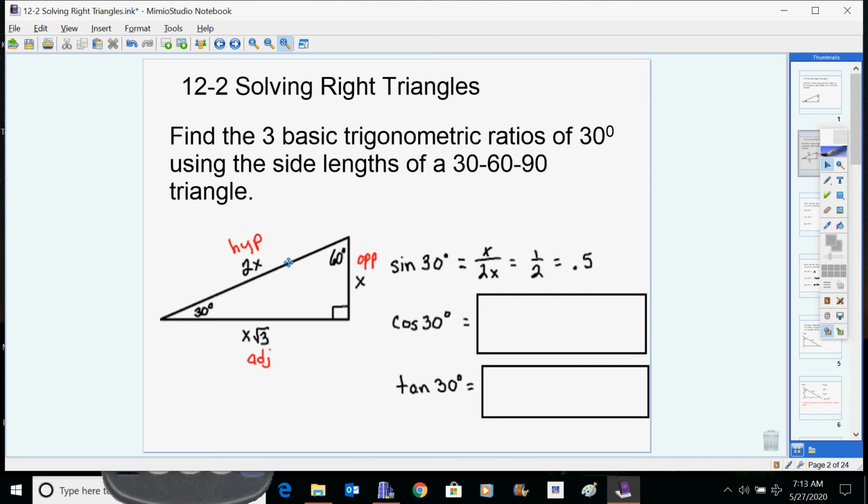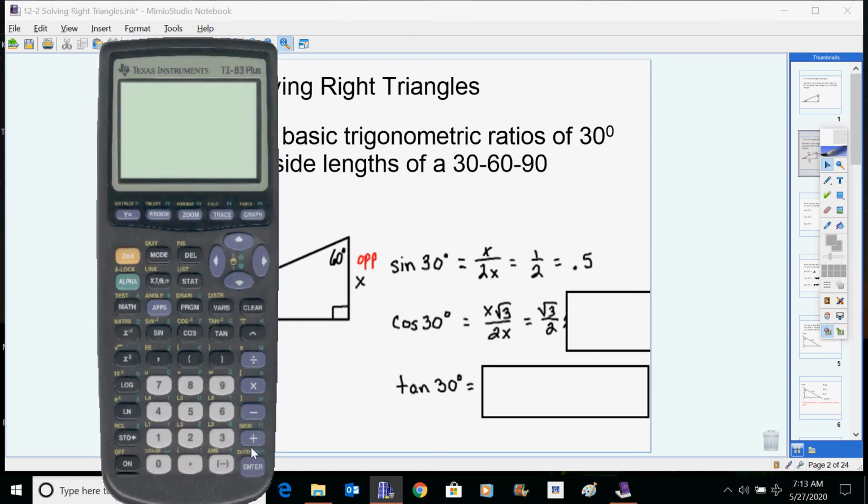The cosine, remember, is adjacent over hypotenuse. There's your adjacent, and there's your hypotenuse. The x's will cancel. That gives you the square root of 3 over 2. Square root of 3 over 2 will be important if you go down the calculus road in your maths. However, our decimal form of it is also important. So we want to be able to take the square root of 3 and divide it by 2.